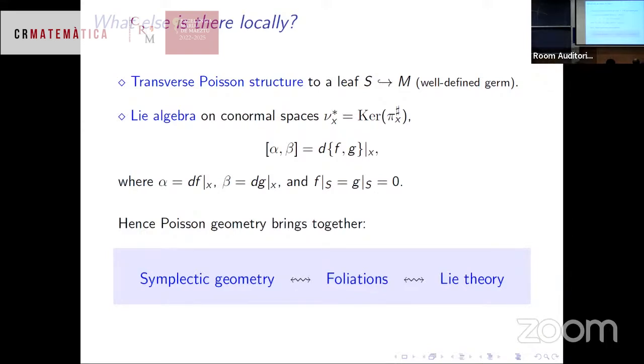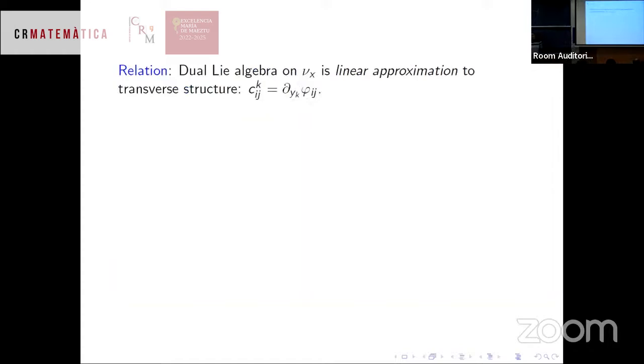Okay, so let me just explain very briefly the relationship between these two objects, the Lie algebra on the conormal spaces and this transverse Poisson structure. And the relation is very simple: the dual of this Lie algebra on the conormal space is a linear Poisson structure on the normal space here, right?